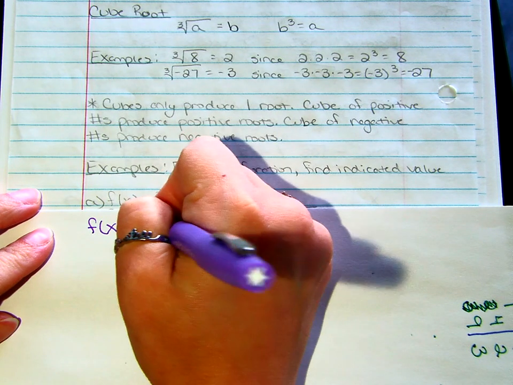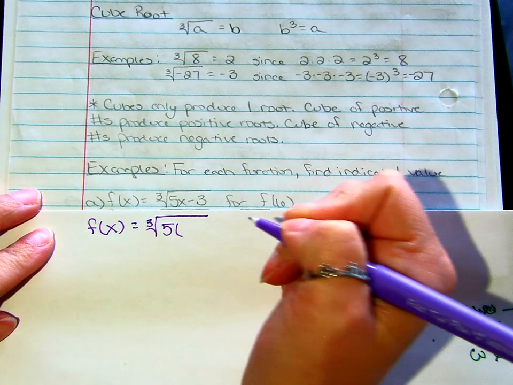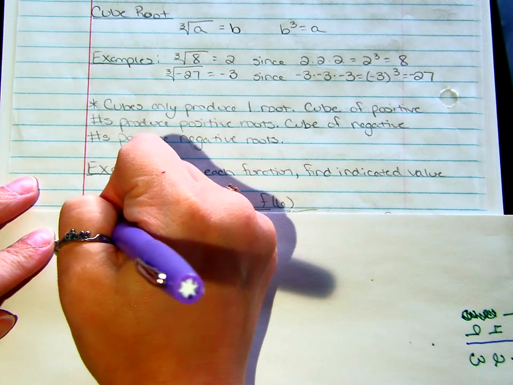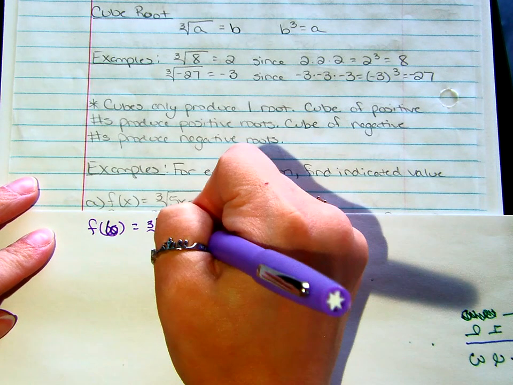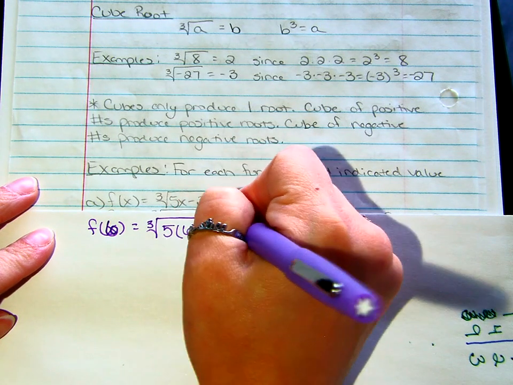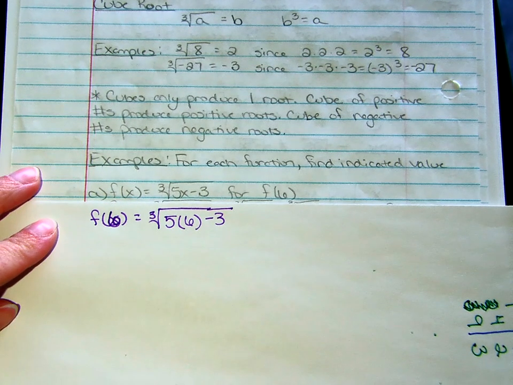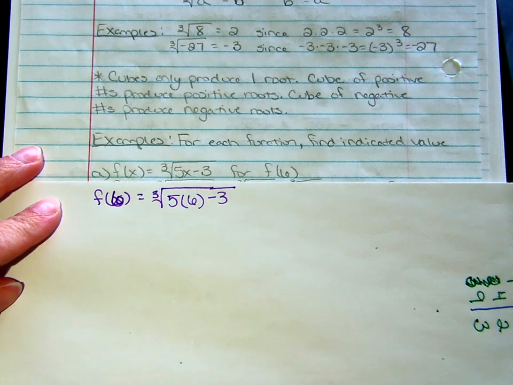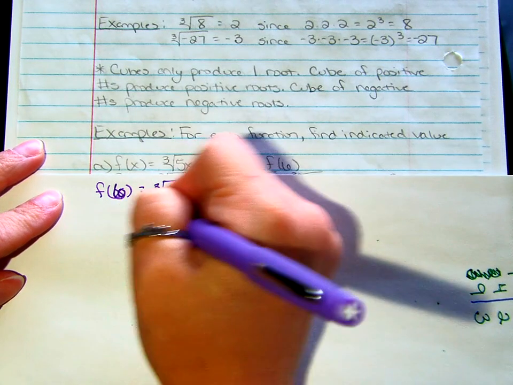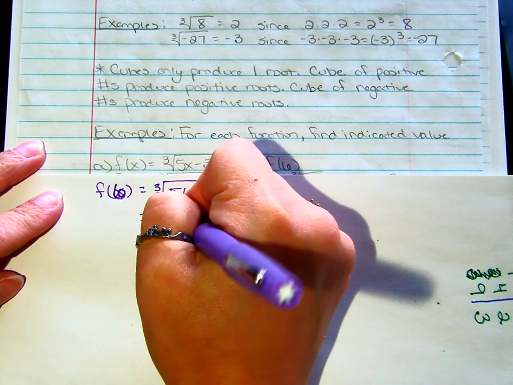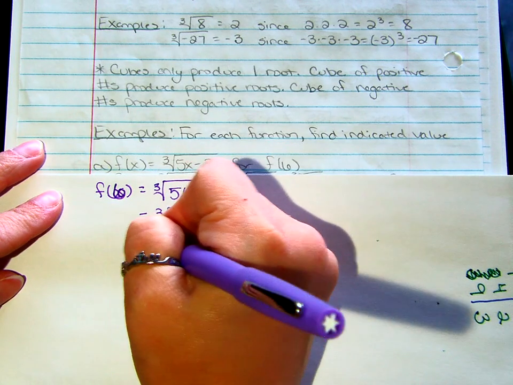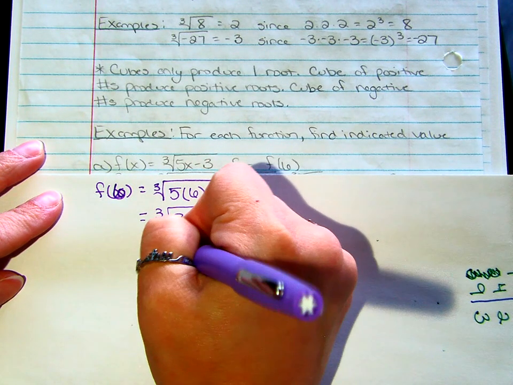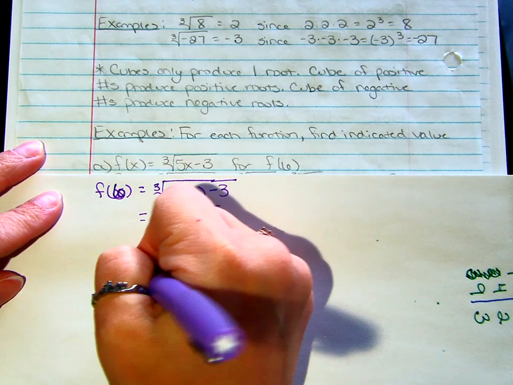We're finding f of 6. This should be a 6 over here. So this will be the third root of 30 minus 3, third root of 27, which is 3.